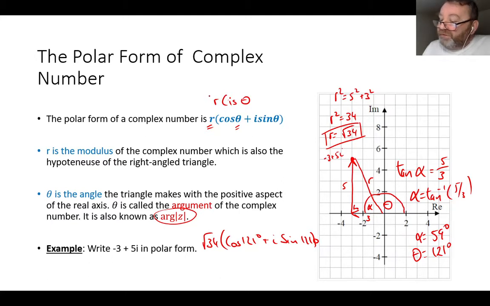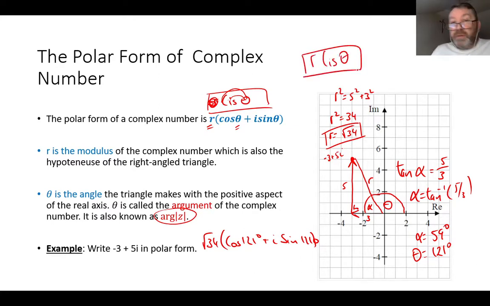So r cis theta is just a shorthand way to remember that it's the modulus multiplied by the cos of the angle plus i times the sine of the angle. That's just a nice way to remember how to get a number in polar form. So when I take r as root 34 and theta as 121, I put it in here: root 34 times the cosine of 121 plus i times the sine of 121.